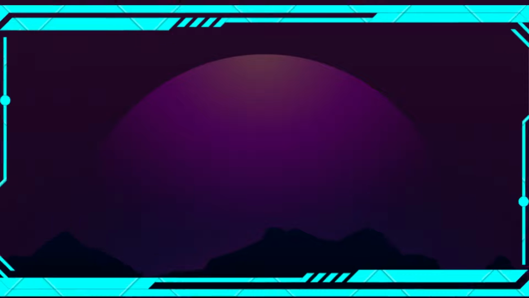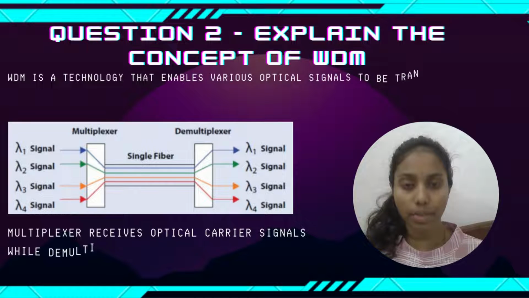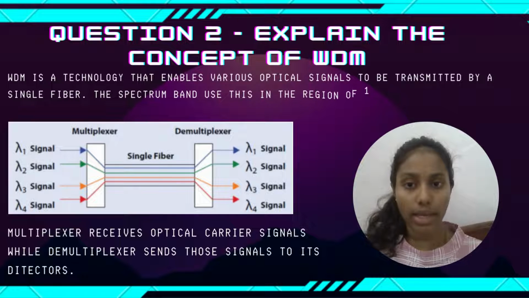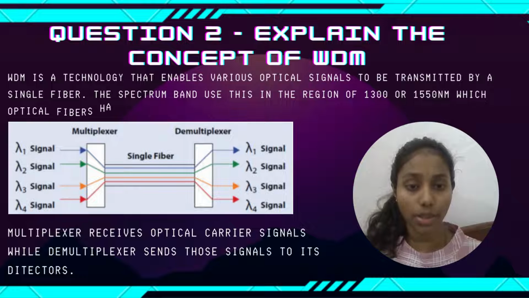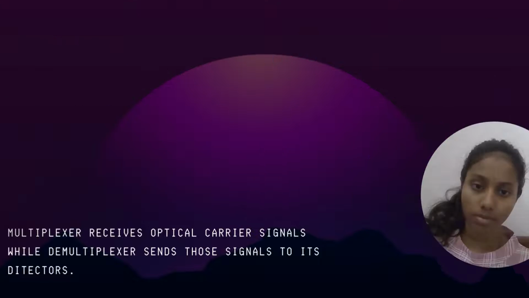For question 2, it is about explaining the concept of wavelength division multiplexing, also known as WDM. WDM is a technology that enables various optical signals to be transmitted by a single fiber. The spectrum band used is in the region of 1300 or 1550 nm, where optical fibers have very low signal loss. Basically, the multiplexer receives optical carrier signals while the demultiplexer sends those signals to its detectors.